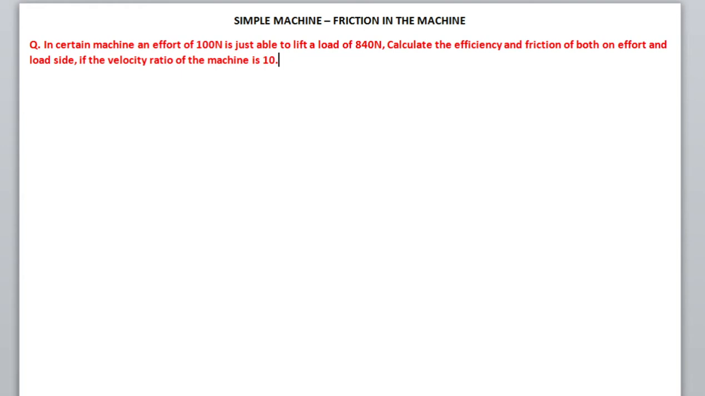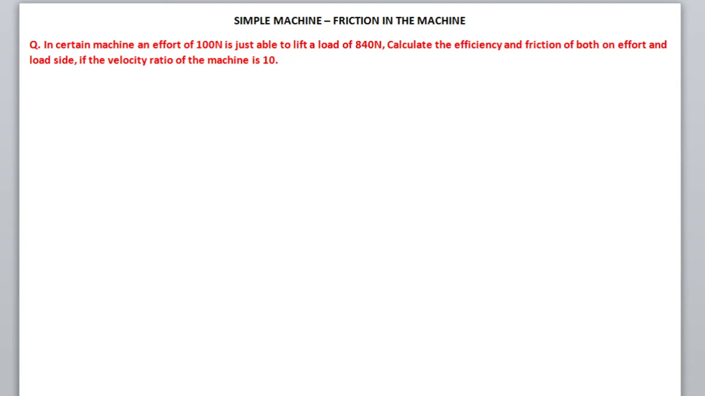I'm Sambit. In this video, we will solve a numerical on simple machine. We will consider the part friction in a machine. So as you know, friction is always there in a machine or everywhere you can say. But here we are discussing about friction in machine. So what is friction in a machine?